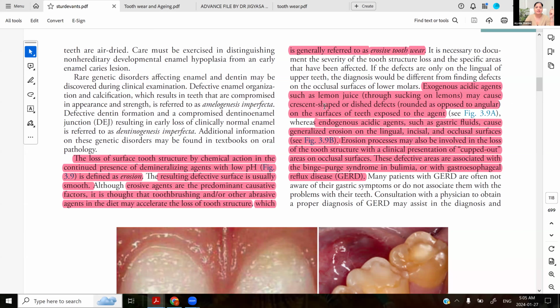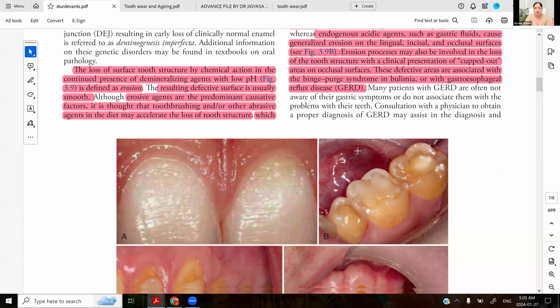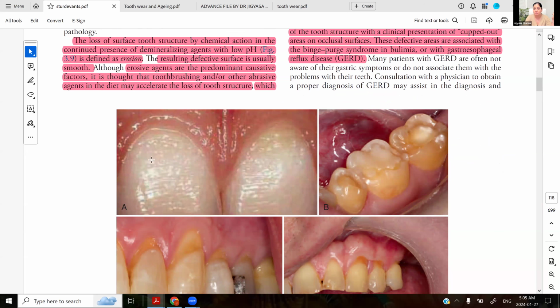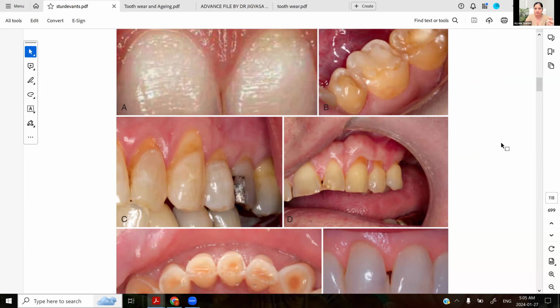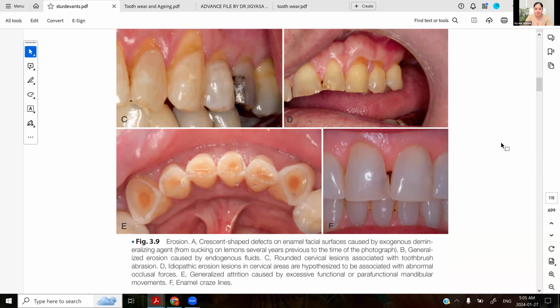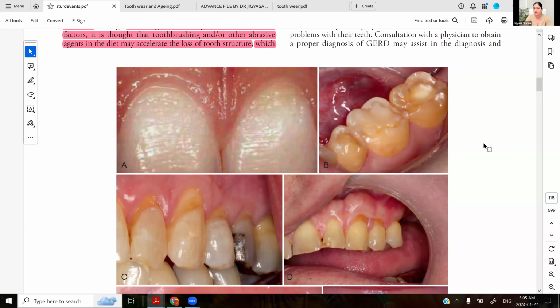Exogenous acidic agents such as lemon juice may cause crescent-shaped or dish-shaped defects, as opposed to angular ones, on the surfaces of teeth exposed to the agent. Extrinsic erosion usually shows on the buccal surface of the teeth as smooth, shiny facets, coming from extrinsic erosive agents. Then B is general erosion, which is caused by endogenous fluids. The occlusal cupping of your molars is because of intrinsic acids, right? Extrinsic acid shows on the buccal surface, coming from the outside. Intrinsic acids show on the palatal surface and as cupping of the occlusal surface.